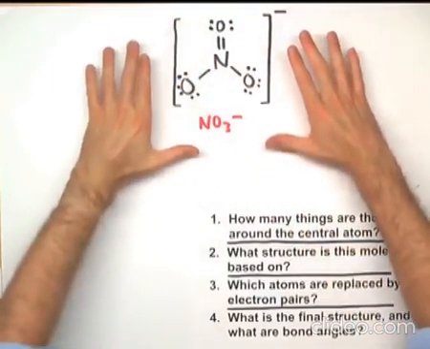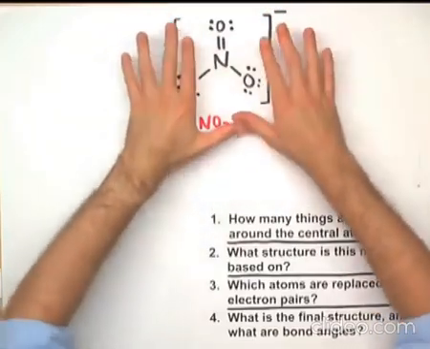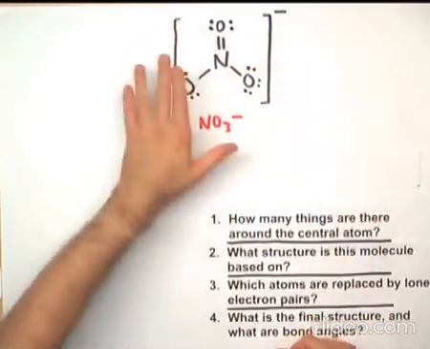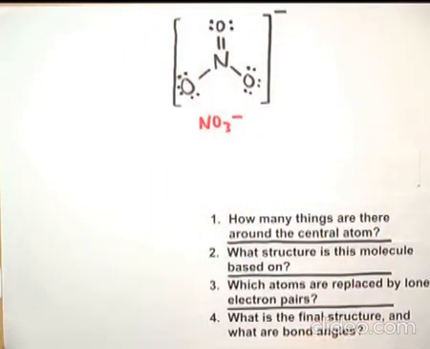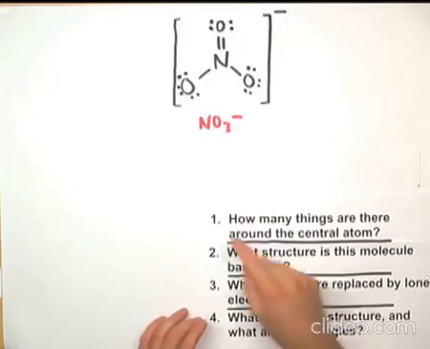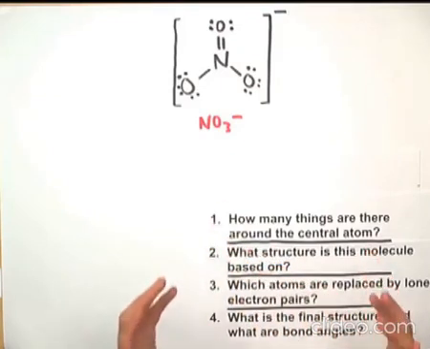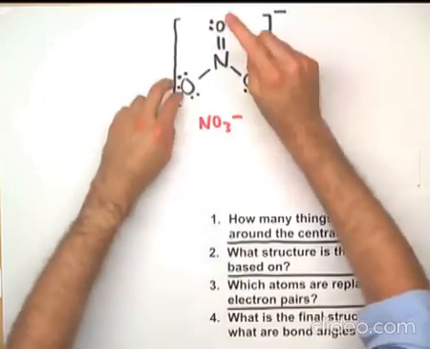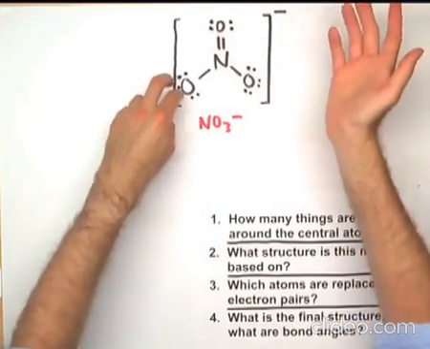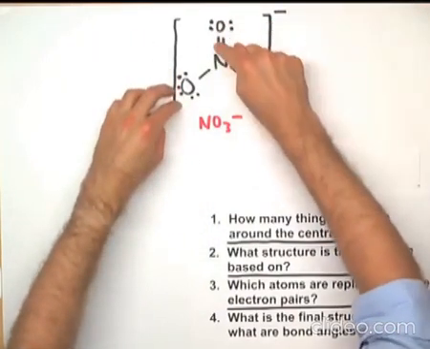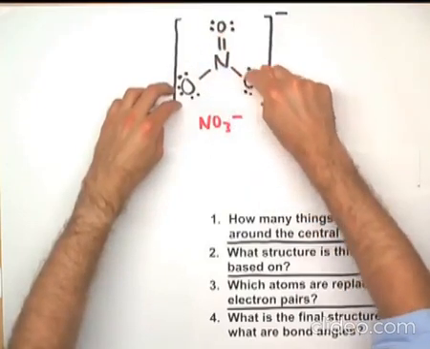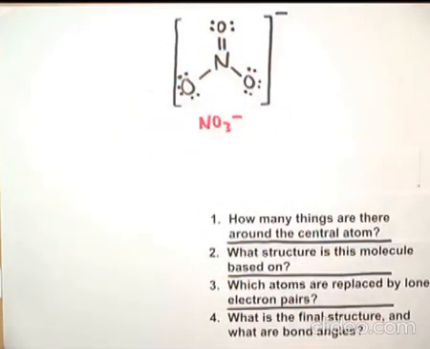NO3 1-. Remember, don't worry at all about the charge on this molecule. It doesn't matter for VSEPR at all. The first question that you should ask yourself is, number one, how many things are there around the central atom? There's a double bond here. Doesn't matter that it's a double bond. It's just a bond. So there are 1, 2, 3 bonds to other atoms around the central atom.